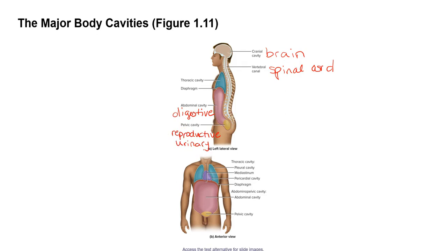Now if we get an anterior or front view, we can see that within the thoracic cavity we have the pleural cavity that houses the lungs. We have the pericardial cavity that houses the heart. The entire center is known as the mediastinum. And then you can get another view of that abdominal and pelvic cavities.